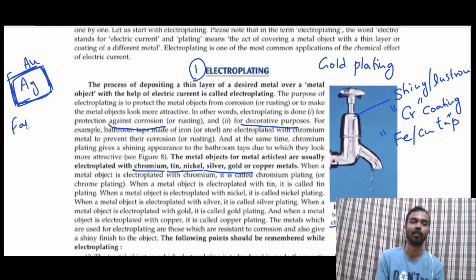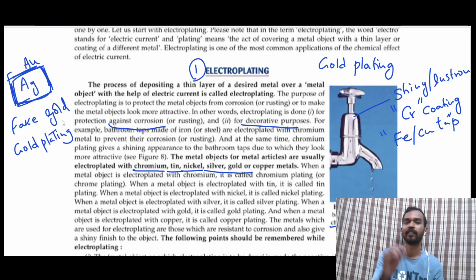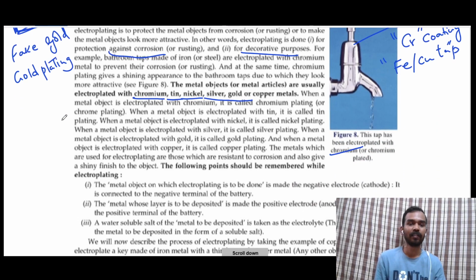So then you plate the silver article. Basically, it is a fake gold. Gold plating looks like gold, cheaper gold. Say you have a metal object electroplated with silver, it is called silver plating. If you coat nickel, nickel plating. If you coat tin, tin plating. If you coat chromium, chromium plating. If you put gold, gold plating.